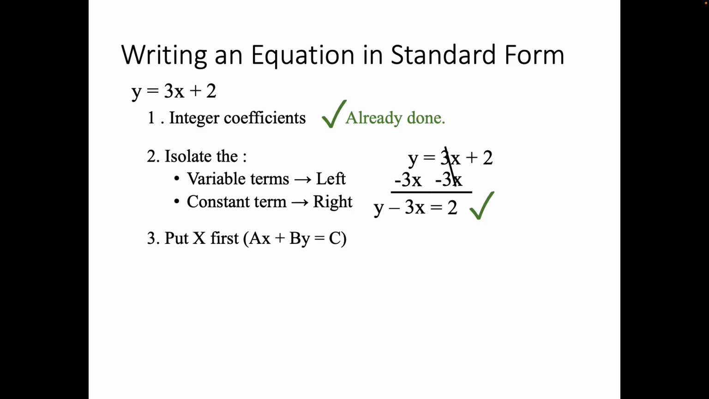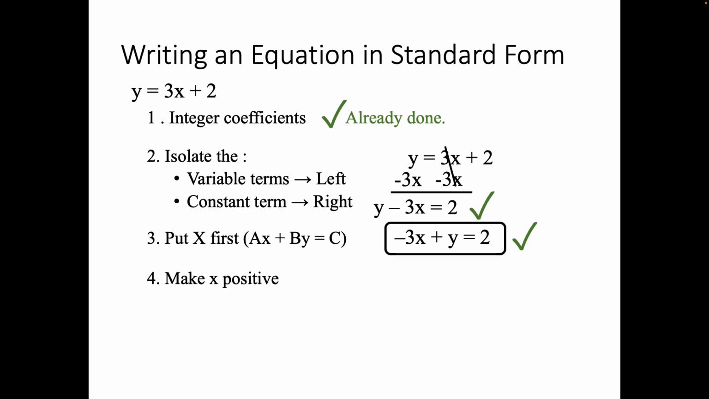The third step is to always put x first, because we're going to have ax plus by equals c, so x has to come first. So I'm just going to take the y minus 3x and flip that around to be negative 3x plus y equals 2. Okay, so now we're done with that. Now technically, we're done. That is, we've taken it and put it in standard form. Negative 3, 1, and 2, our a, b, and c, are all integers. So we're done. However, by convention, we'd like to make sure that x, our x coefficient, is positive.